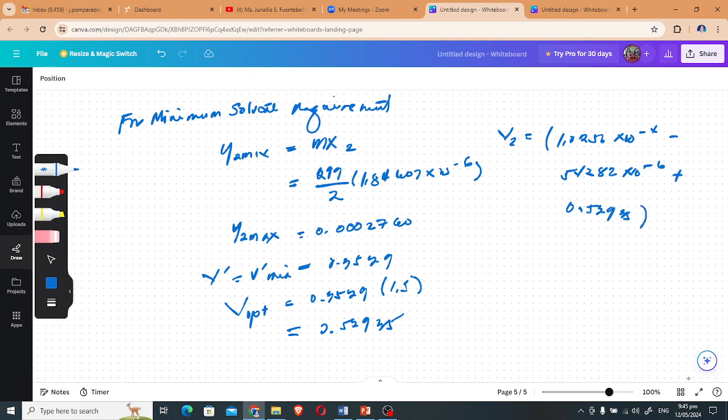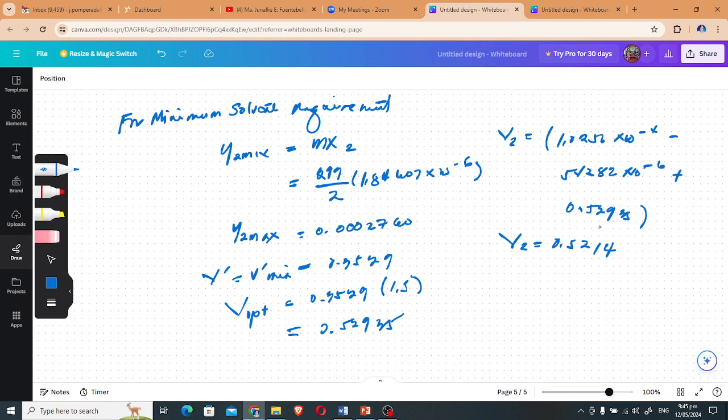Okay, so you will have 1.0256 times 10 raised to negative 4 plus 5.1282 times 10 raised to negative 6, and we have 0.52935. So your answer for V2, this is the final gas phase that leaves the tower, is equal to 0.5294.